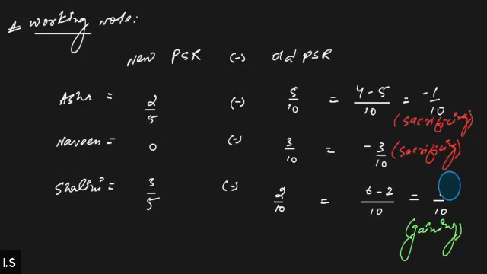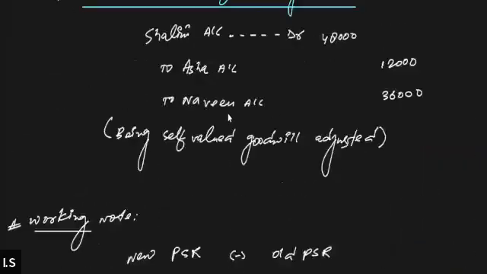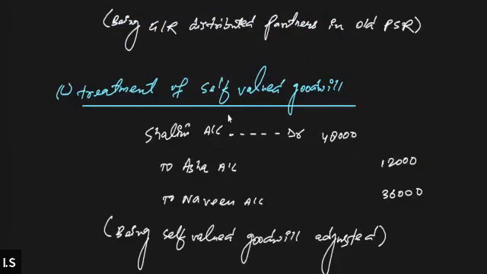Yes, sir. Both of you got the same answer now? Yes, sir. All right. So considering all these values, we will now pass the journal entry. And the entry will be Shalini account debit by 48,000, Asha account credit 12,000 and Naveen account credit 36,000, right? Any doubts? No, sir. No doubt.